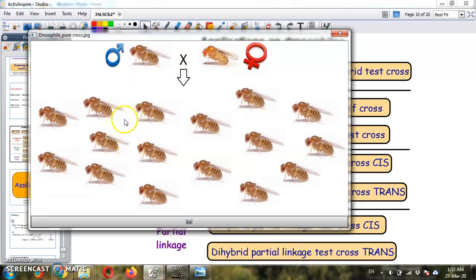And because this cross gave uniform offspring from two different parents, this cross is a pure cross. And the pure cross also shows the dominant characteristic or dominant allele. So in this case, the dominant allele will be the brown one, and the recessive allele will be the orange one.